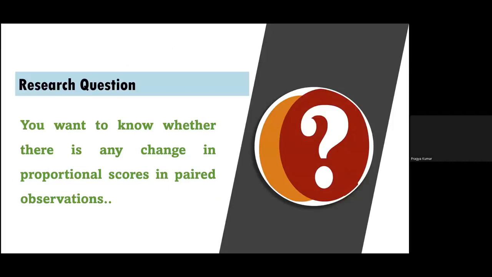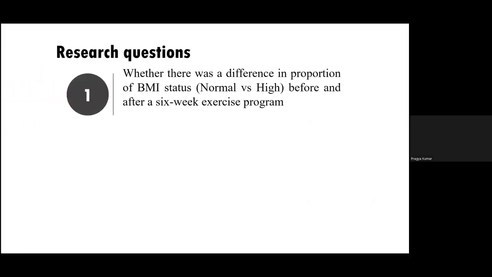If you want to know whether there is any change in the proportional scores in the paired observation, and if you want to measure the change in these proportions, then you will use this McNemar test. So the research question is whether there is any difference in the proportion of BMI status. Again, in this case, you cannot have more than two categories. So there should be only two categories, in both the intervention and both the variables.